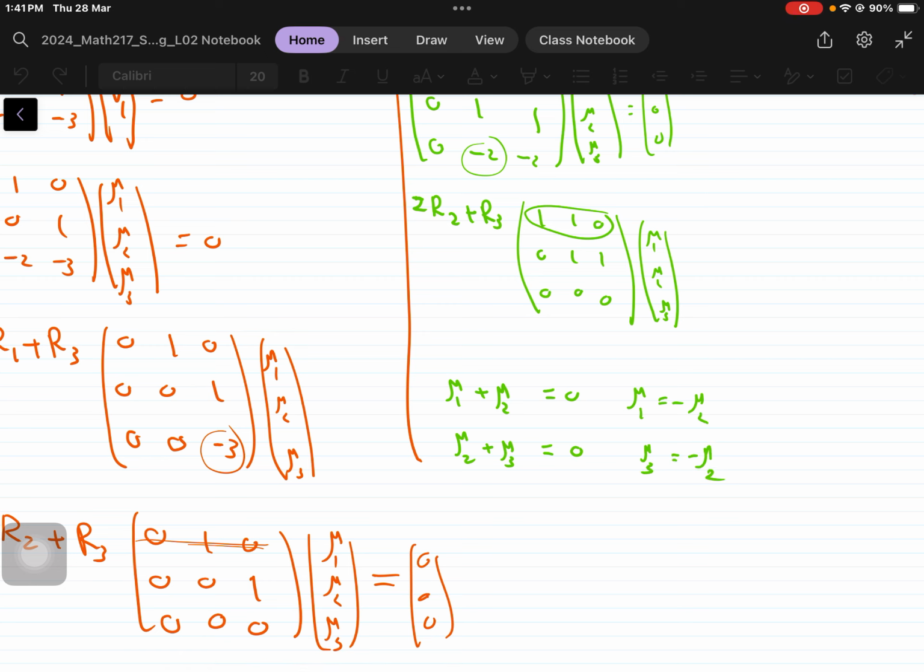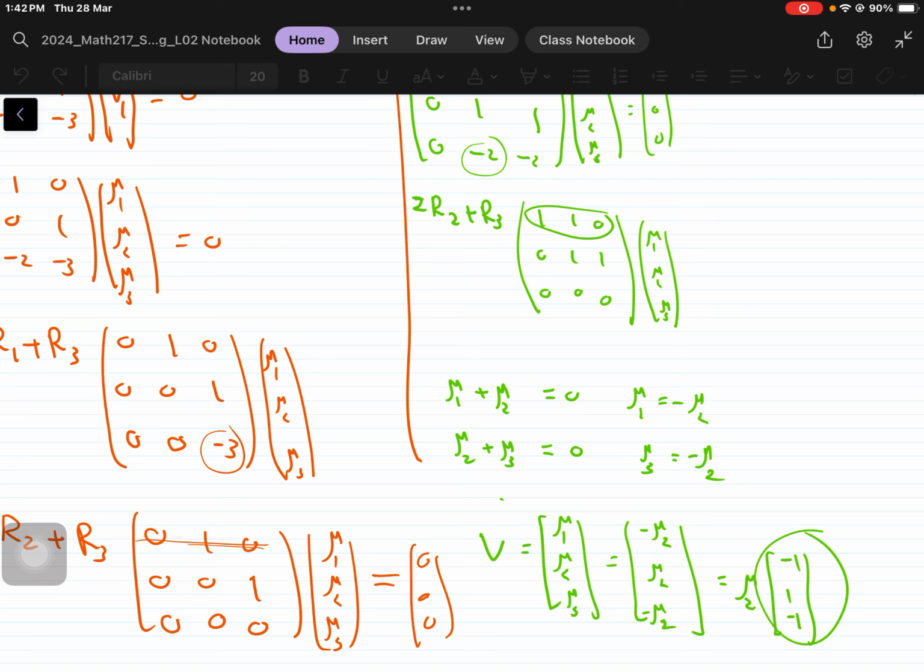So this means that the v, which is mu1, mu2, mu3, equal negative mu2, mu2, negative mu2. I'm doing all of this to make them depending on one mu. So now I can take that as a common factor. Negative 1, 1, negative 1. And this is our second v.